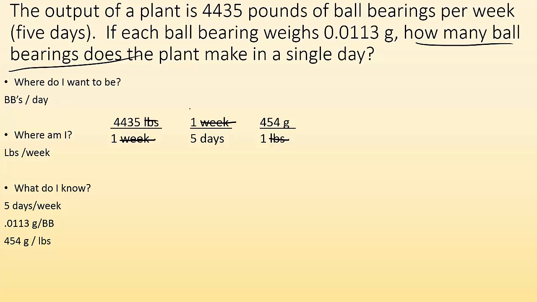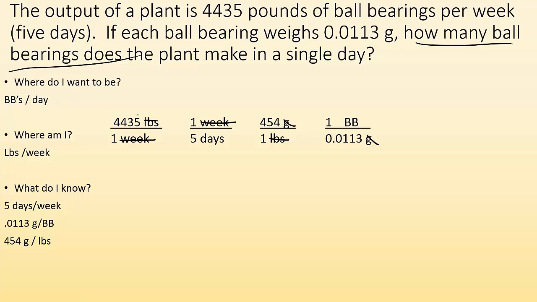And now I go, all right, well, now that I know grams, I can convert grams to BBs because I know how much each BB weighs. So I know that 1 BB is 0.0113 grams. The grams cancel out. Now the units that I'm left with are BBs and days. So now I can pick up my calculator and do all the math.